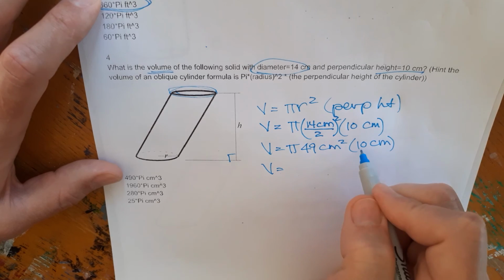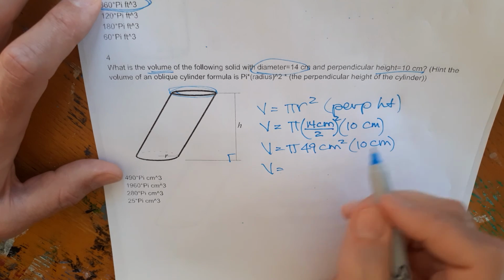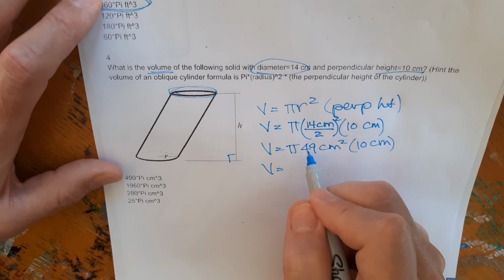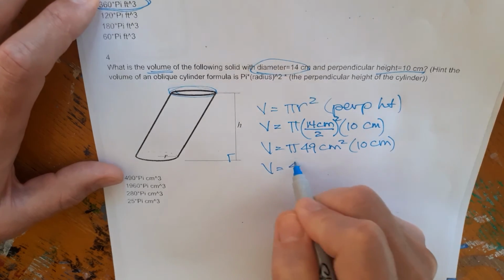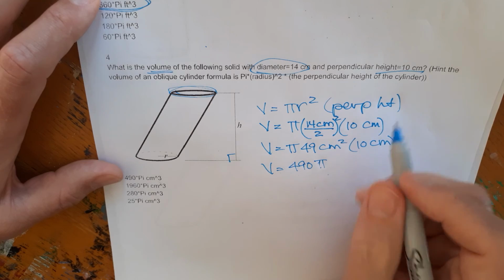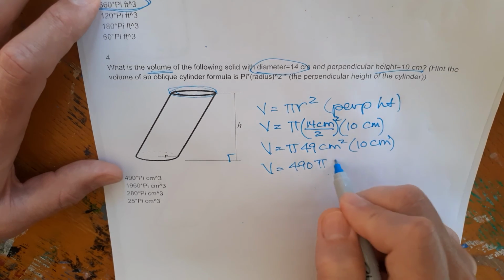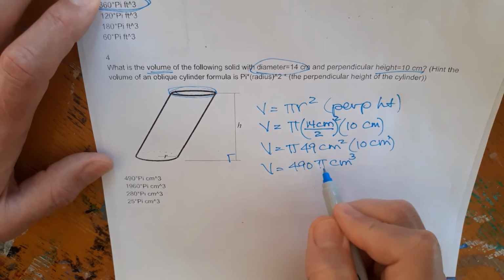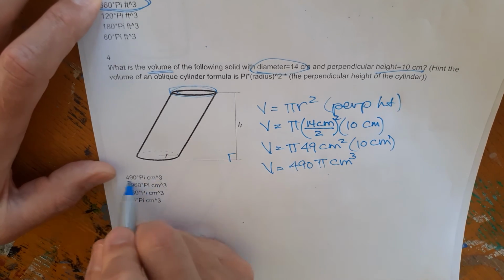V equals 490. Let's see if I can do it all at once. 49 times 10, 490. Keep the pi in there. I'm just going to rearrange it here a little bit. Centimeters squared times centimeter to the 1 is centimeters cubed. 490 pi centimeters cubed. You're finding this on creatormath.com.